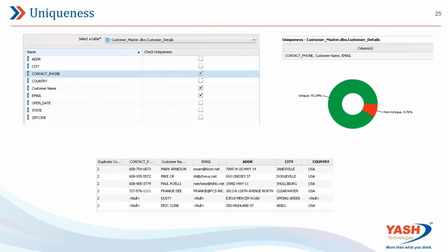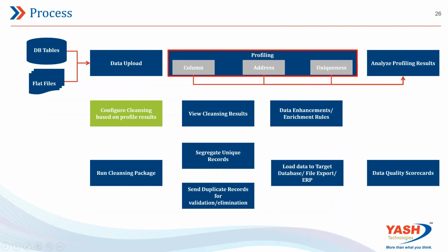Uniqueness of data is about how many records are unique, and we can find the uniqueness by looking into multiple columns. In this example we have taken uniqueness by phone, customer name and email, which could form the unique customer record. The system says that out of this, about 91% is unique, and 8.67% is non-unique. It displays the non-unique records and the duplicate count. Each of these records is available twice, and it helps us look into those records and get them eliminated and fixed.